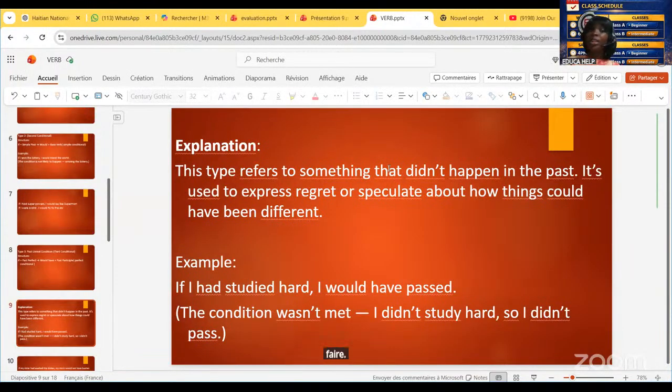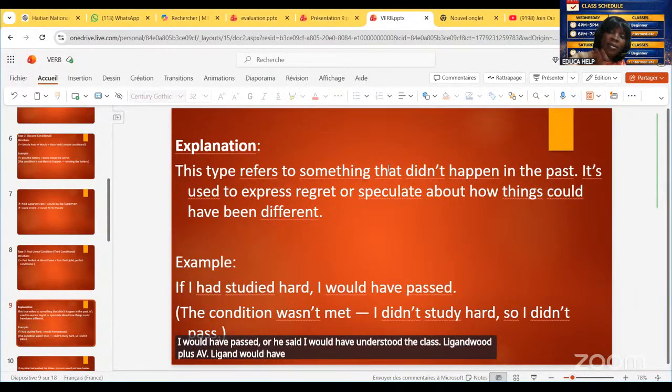Qu'est-ce qu'Adelson a fait là? If I had, il a dit past perfect, parce que pour mettre n'importe quel verbe dans past perfect, on a besoin du verbe avoir, to have, au passé, qui est had, et du participe passé du verbe. Adelson a pris le verbe to be, participe passé been. If I had been, il a déjà le past perfect. And I would have passed, or he said I would have understood the class. Il a would plus have, et puis le participe passé du verbe.